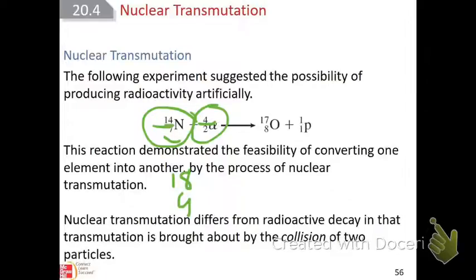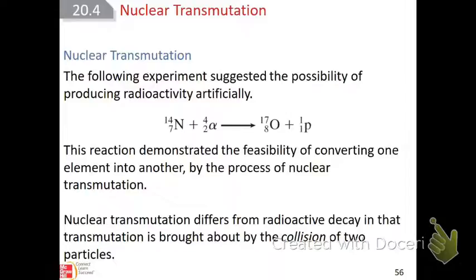So our superscripts up top over here have to add to be 18 up top, and they have to add to be 9 in the bottom. So as you can see, they've done that. That's going to give us an oxygen isotope, and then it's going to shoot out a proton. All right, and so the text here is talking about whether it is feasible to convert one element into another by nuclear transmutation, and if it makes sense to do so. And this is talking about collision reactors and things like that.